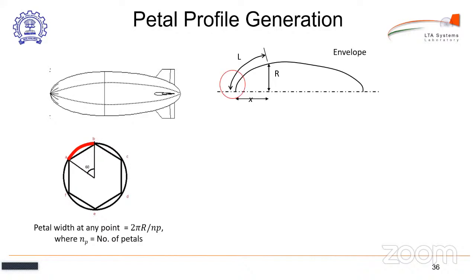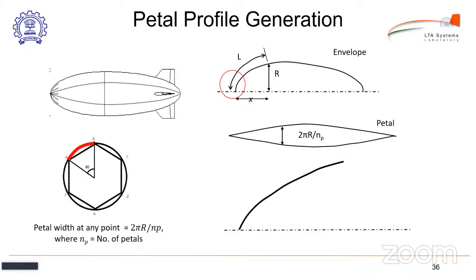So if you want to generate the petal, what you have to do is just focus on this. The petal is going to have its dimension as 2 pi r divided by np, where np is the number of petals at any point. And how do you get this information? If you have some length x1 along the cross section, you calculate R1 using the equation of the curve of the petal of the airship.